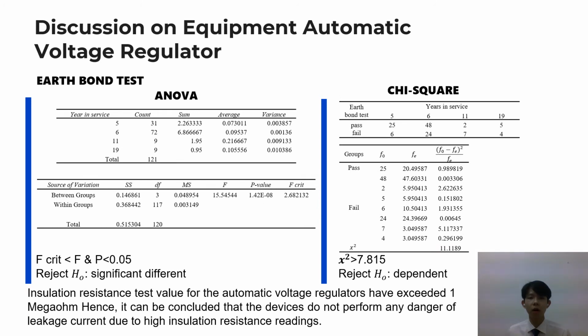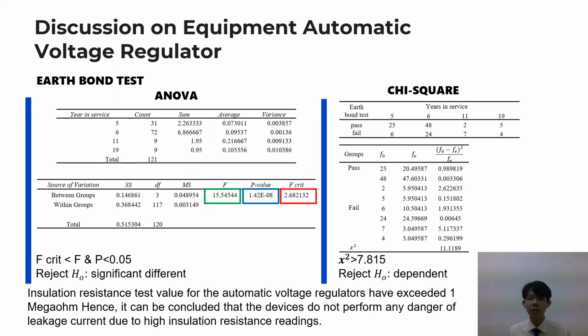Next, a total of 131 automatic voltage regulators were applied to the Earthbound test and insulation resistance test. Both tests were analyzed using ANOVA and chi-square independent tests as well. From the ANOVA analysis, the table shows the means among the years of service are significantly different, because the F critical 2.68 is lower than the F statistic 15.554 and the p-value is lower than 0.05.